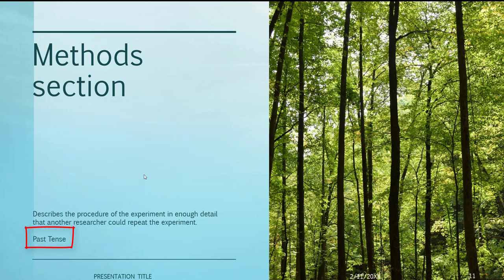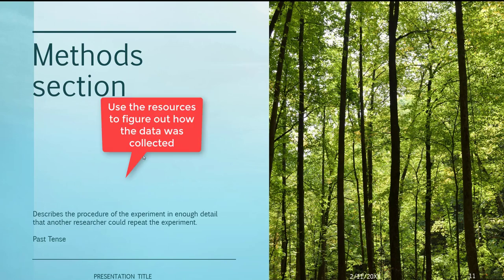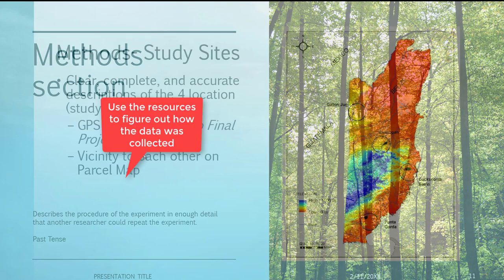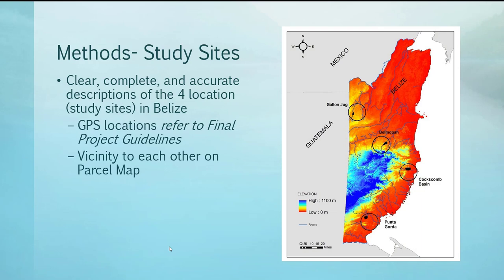Now this methods section is very tricky because you are expected to describe how the data was collected, but you personally did not collect the data. So we're going to be using some references to help us in this process. So there's three sections of our methods section that we need to cover. So the first part is we need to describe the study sites in detail.